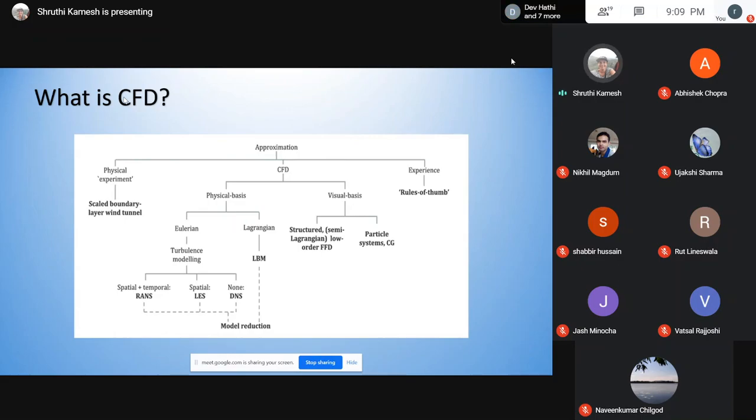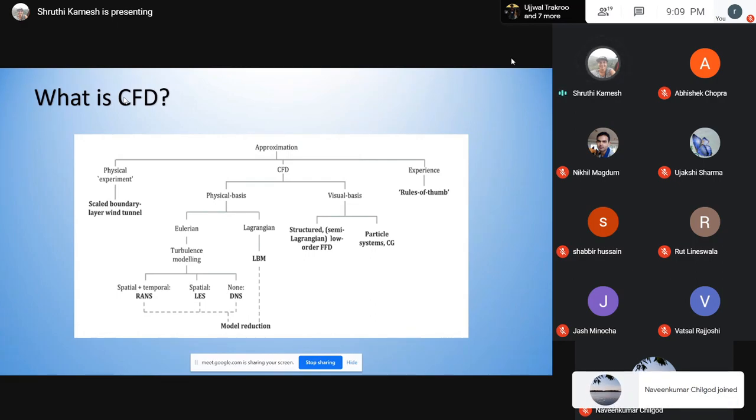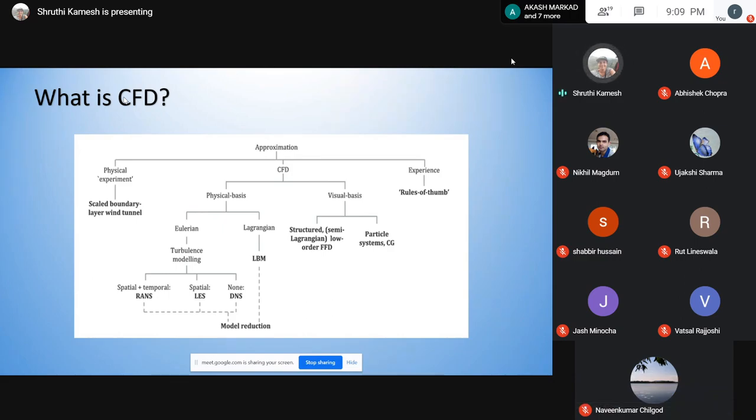Anyway, as you can see, CFD has two different types, which is the physical basis and the visual basis. The physical basis is what we generally look at, and the visual basis can be particle systems, that is, direct simulation Monte Carlo, those kinds of methods. They're more statistical based, but they're not used very often, except for certain very specialized flows, such as rarefied gas flows, which occur in the upper levels of the atmosphere. Within the physical basis, there are two different types, which are Lagrangian and Eulerian.